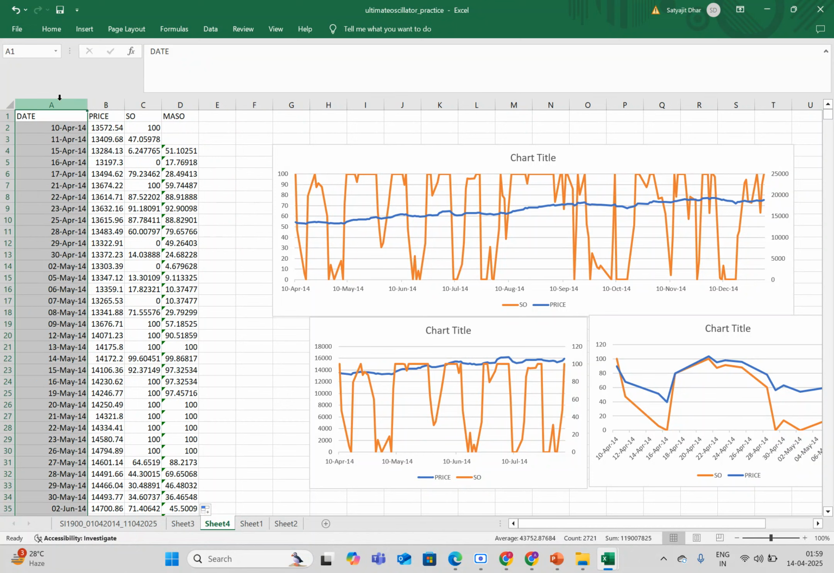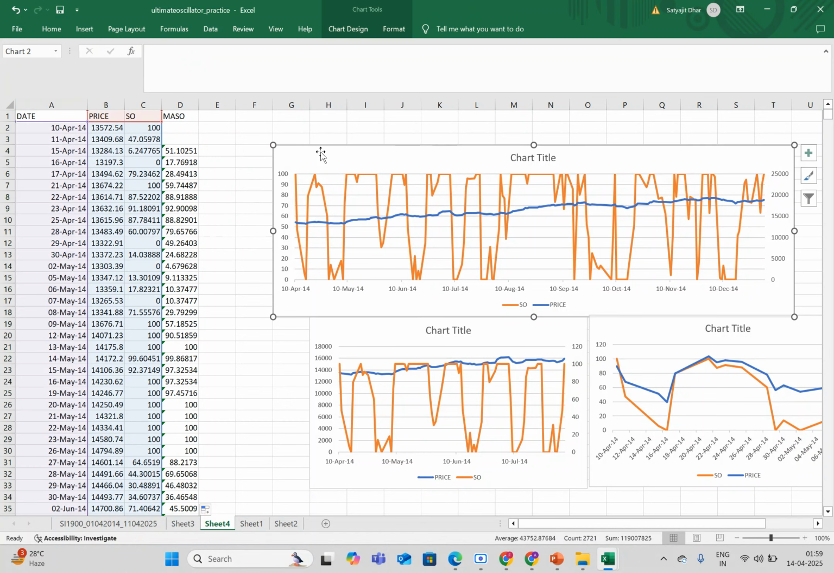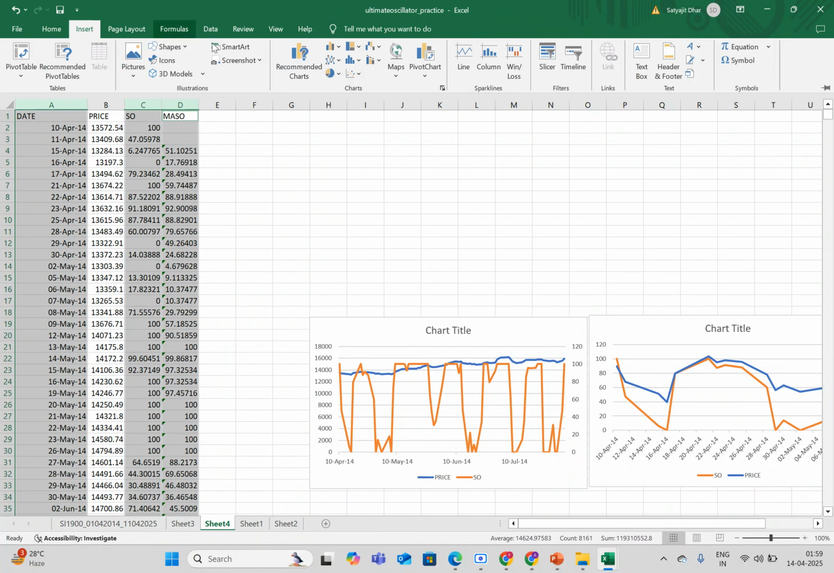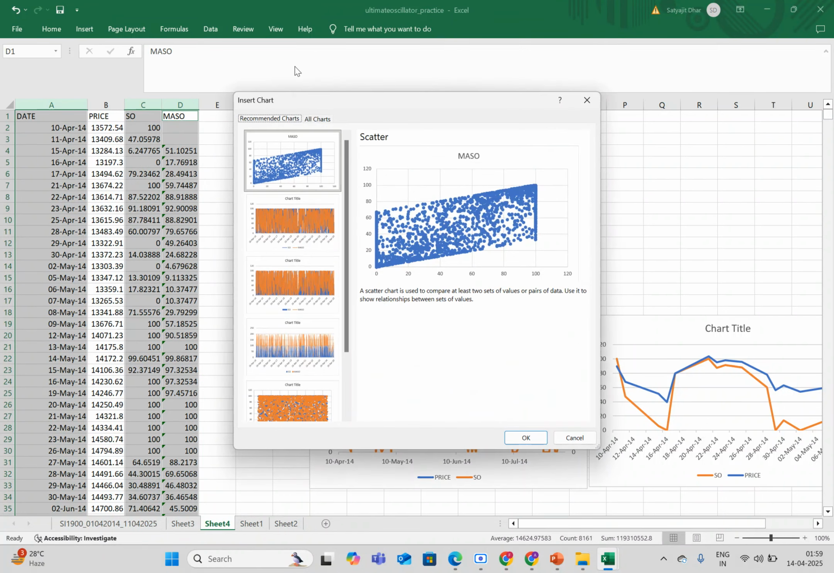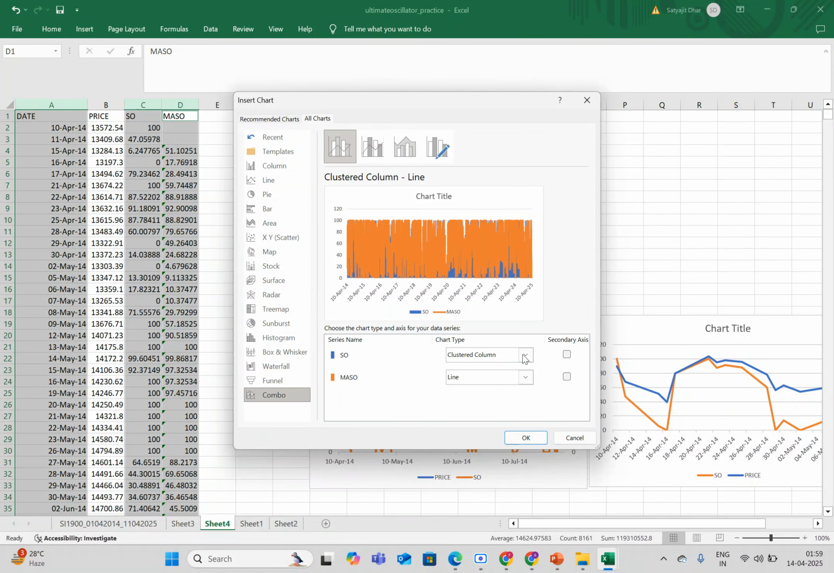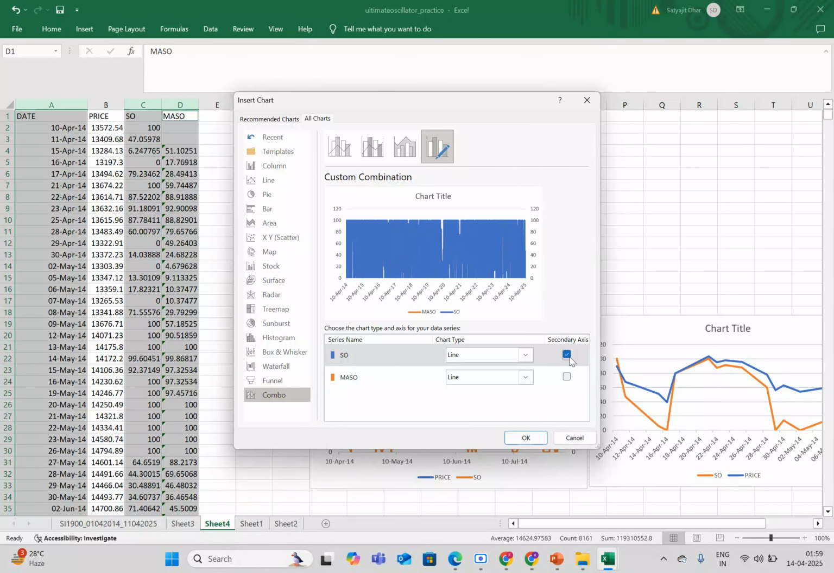I am deleting this graph as well. So I choose date, I choose SO, and I choose MASO. Go to insert, go to recommended charts, go to all charts, combo, line, and I put either on the secondary axis.